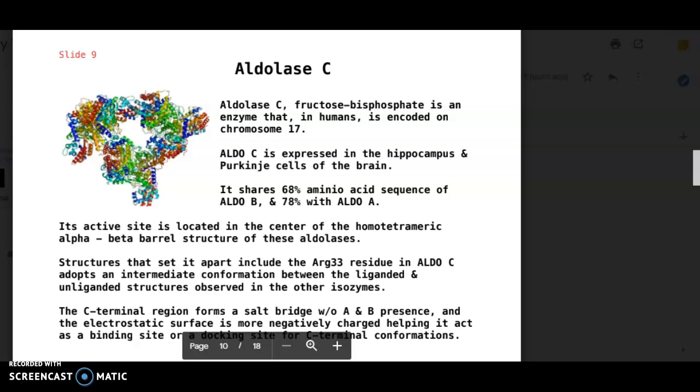This active site is located in the center of the homotetrameric alpha-beta barrel structure of these aldolases. However, several structural details set ALDO-C apart. For instance, some of these adopt an intermediate conformation between the liganded and unliganded structures observed in the other isozymes. Also, the C-terminal region forms a salt bridge with the barrel region that is absent in the A and B isoforms. Moreover, the electrostatic surface of ALDO-C is more negatively charged, which may serve as an acidic binding site or as a docking site to accommodate a C-terminal conformation.